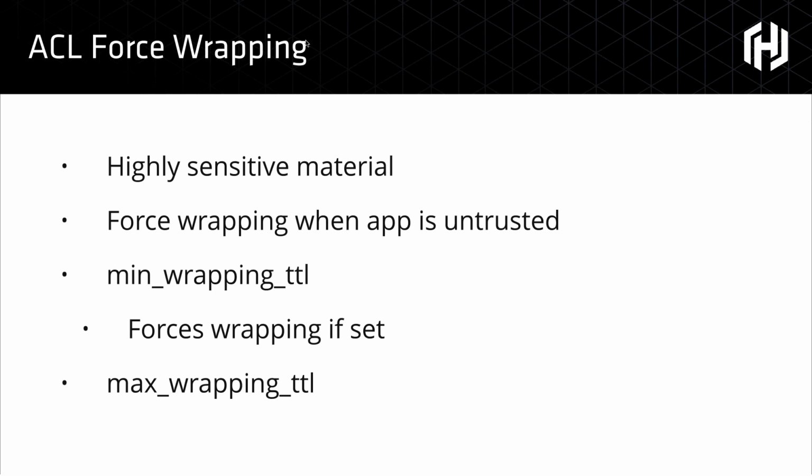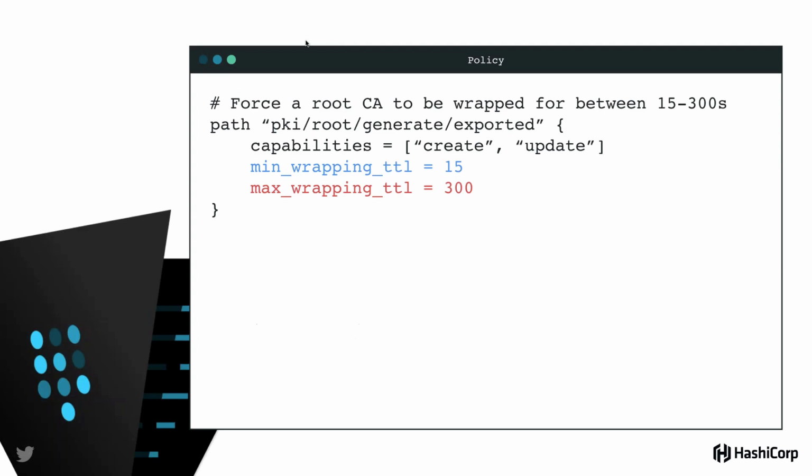Largely this is a mode that when you do the read, you can issue to the database and it will do it for you, but now you can force it through the ACL system as well. Here's an example where maybe we're generating a certificate authority, and we'd like to say at minimum you have to wrap the certificate authority for 15 seconds, and at maximum 300 seconds. So we're going to time box the availability of this thing, and force you to make sure you're wrapping it, and there's only a single person who got exposed to it.